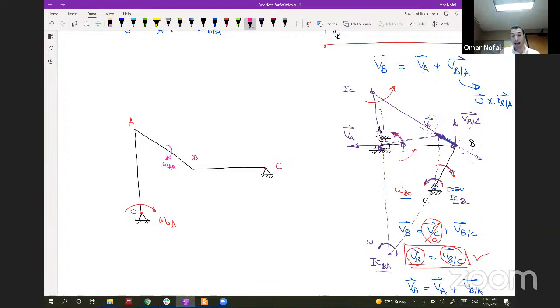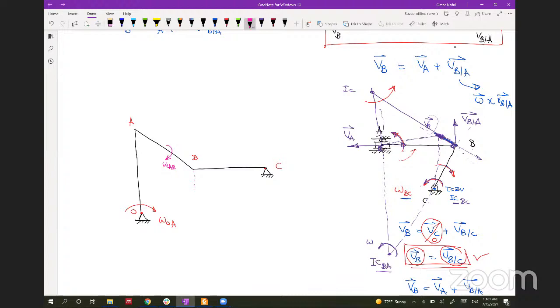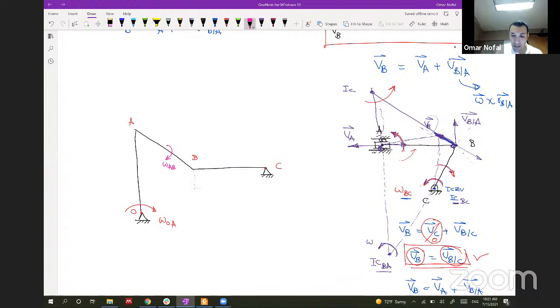Okay, let's see what will happen. If we have OA moving this way, then AB will be moving this way. So this point will go down, right? This point will go down. That means that this bar gets here, that means it's moving this way. So it's counterclockwise. So this will be omega BC. This is how I imagine the omegas from the one bar moving.